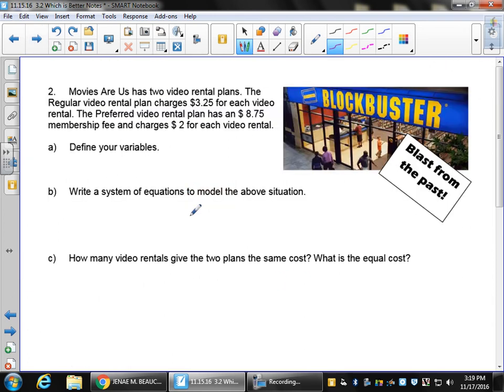Movies R Us has 2 video rental plans. The regular video rental plan charges $3.25 for each video rental. The preferred video rental plan has an $8.75 membership fee and charges $2 for each video rental. Blast from the past. I don't even think Blockbuster is still open.